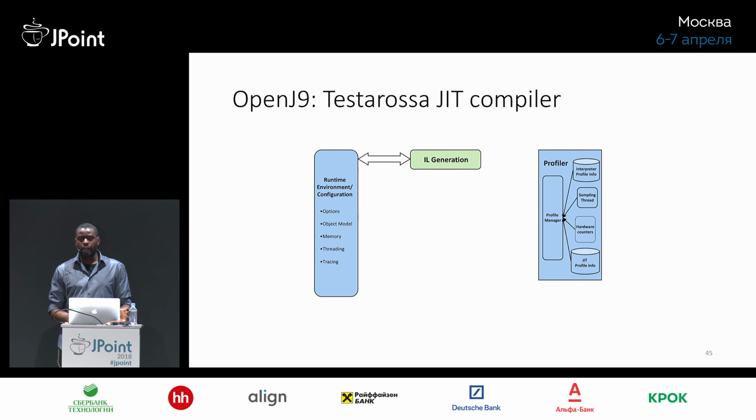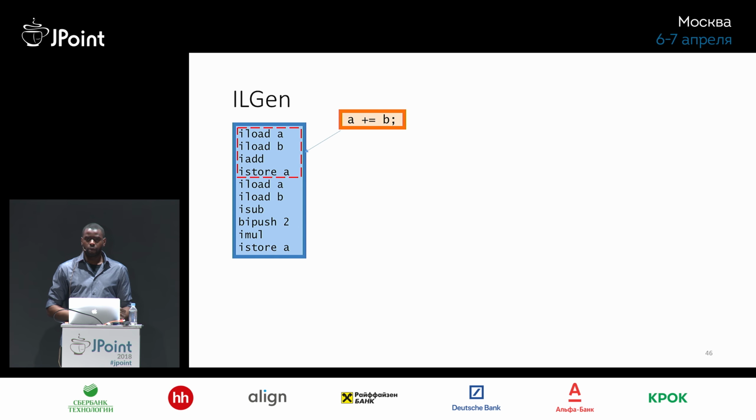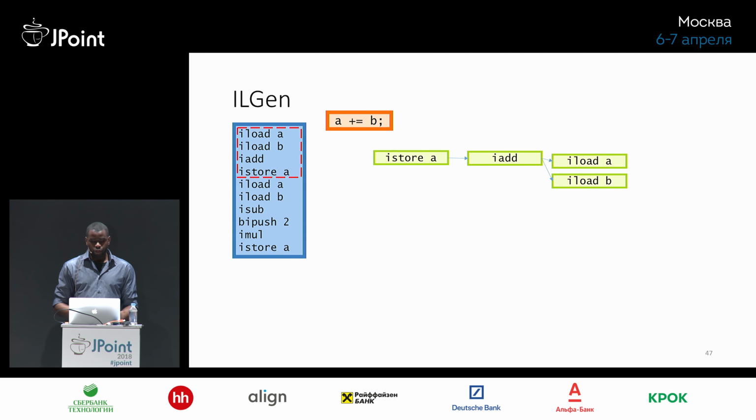The first step in compiling is generating an IL tree from the bytecodes. This is done by the IL generator. Here's an example of how it works. On the left, we have the bytecodes. The IL generator splits it into expressions. The first 4 bytecodes form an expression, and you can see it in the orange box. Each bytecode maps to an IL node.